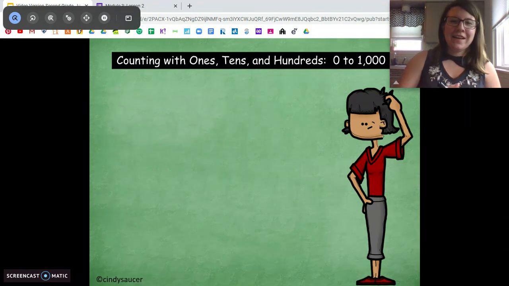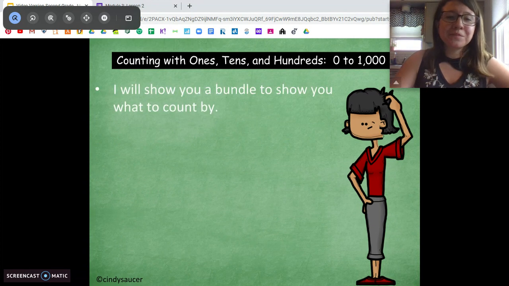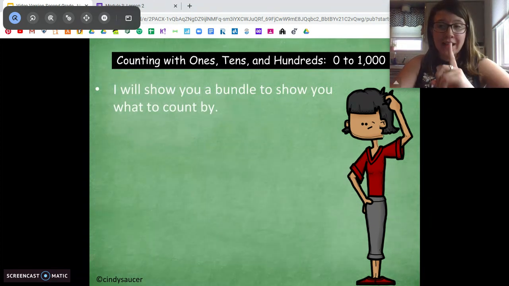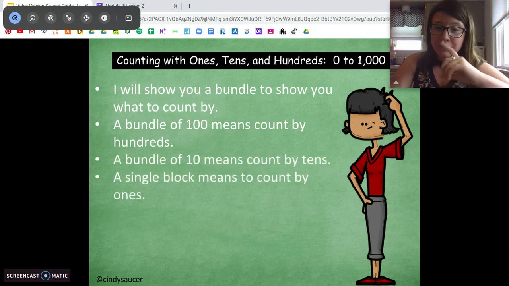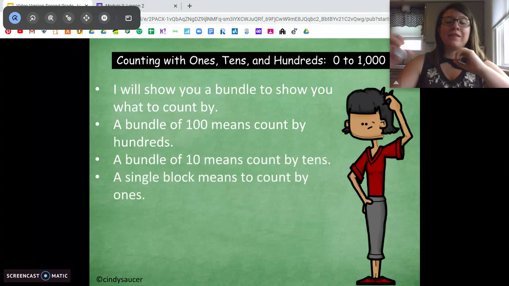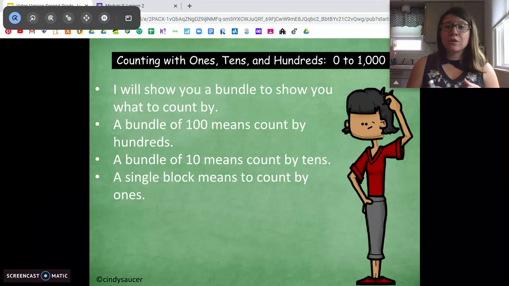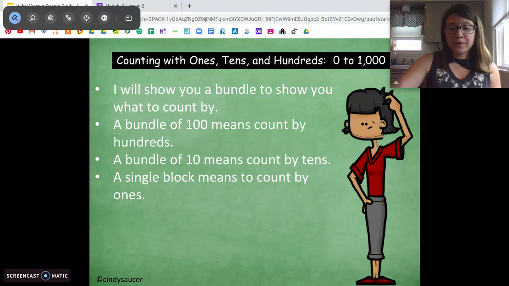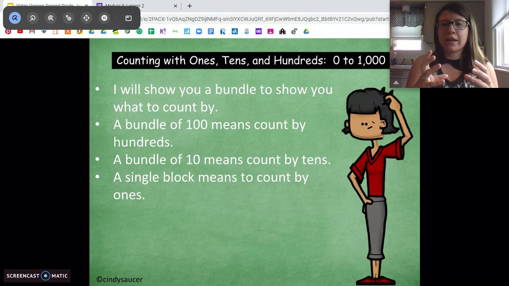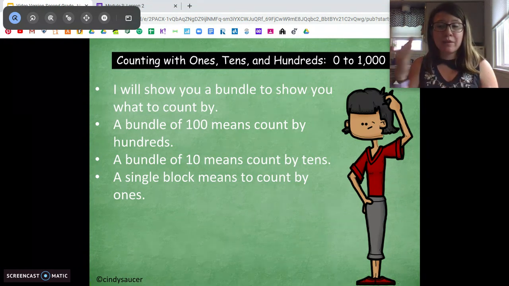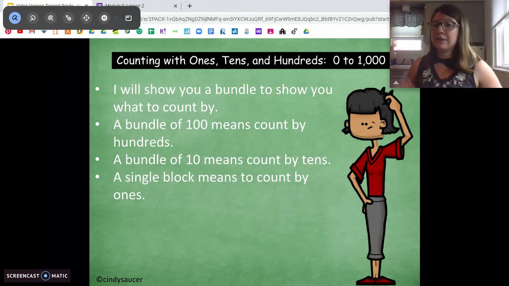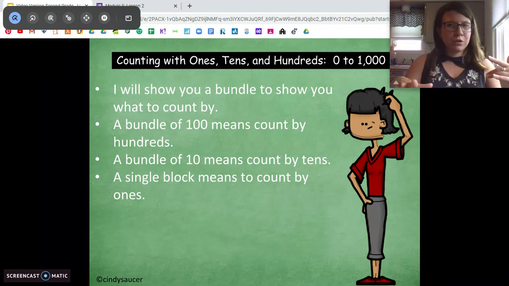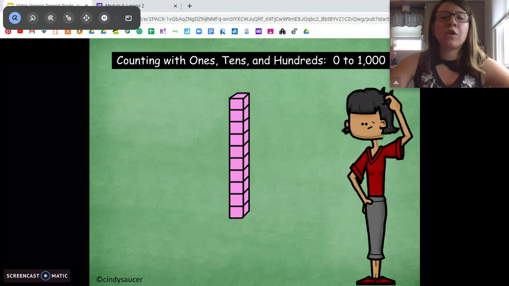Awesome. All right. Now that we got our brains working, I'm going to show you either a 10 stick, hundreds, or a single block. That's going to show us what to count by. So we're going to start at a number, and I'm going to show you the symbol of what we're going to count by. And then we're going to count, and then when it switches, we're going to keep going off of that same number, counting by tens, hundreds, or ones. Okay? We'll do it together. You'll see what I mean. So we're starting with tens, so we're going to start counting by tens.